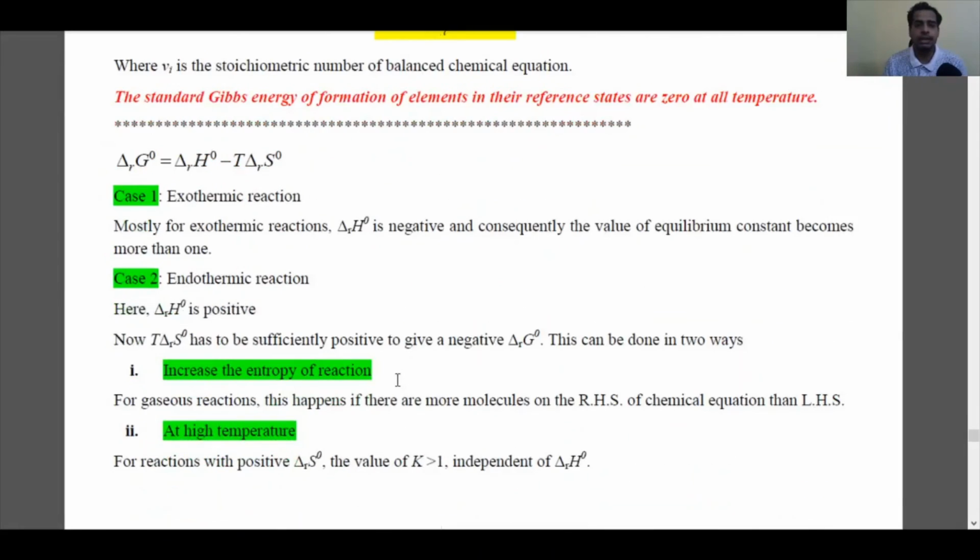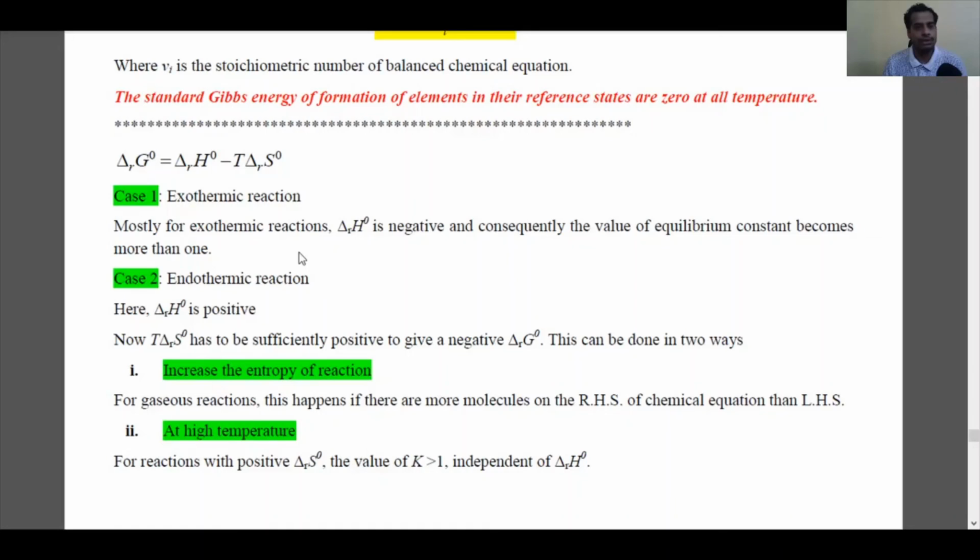Now we will discuss the effect of the nature of reaction on the reaction Gibbs energy at standard state. Nature of reaction means, suppose it is an exothermic reaction or an endothermic reaction, and what is the effect of temperature and all those on the reaction Gibbs energy at standard state. So the reaction Gibbs energy at standard state is equal to enthalpy minus T delta S. Okay, so what will happen to the reaction Gibbs energy for an exothermic reaction?